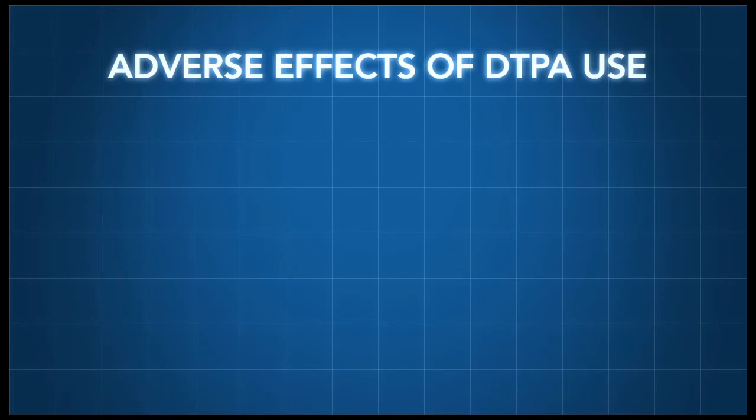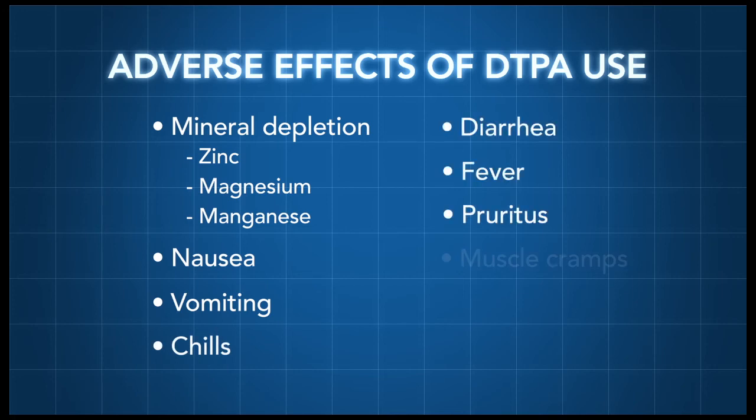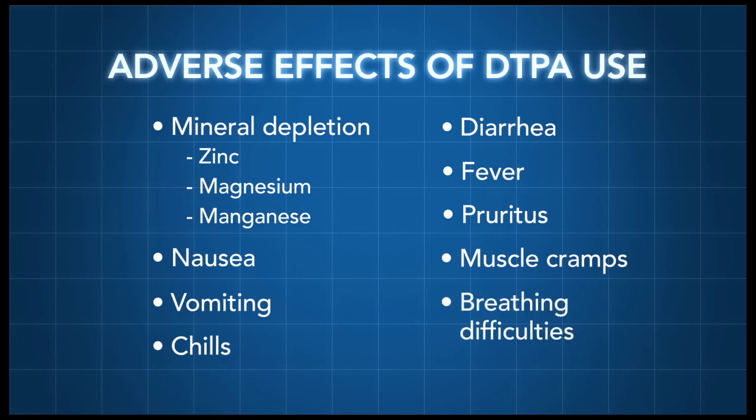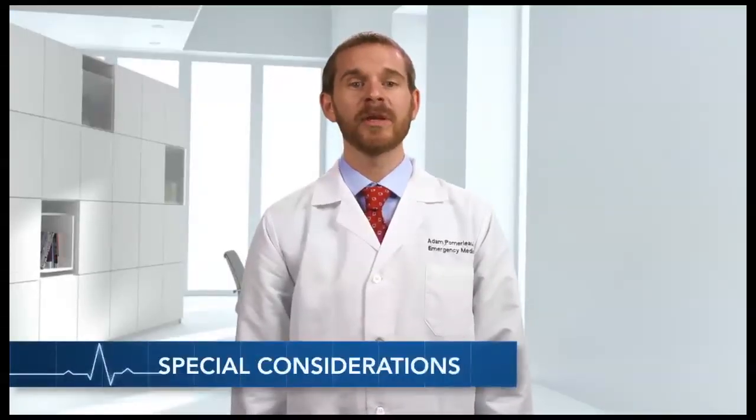The main adverse effects of DTPA use include the depletion of certain essential minerals, especially with calcium DTPA. Patients may also experience nausea, vomiting, chills, diarrhea, fever, pruritus, and muscle cramps. For patients receiving nebulized DTPA, breathing difficulties may also occur. There are no known contraindications for DTPA treatment. Calcium DTPA should be used cautiously in children, pregnant women, or in patients that have kidney disease or hemochromatosis. Nebulized DTPA treatment may be associated with exacerbations of asthma, so care should be taken when treating patients with a history of asthma.